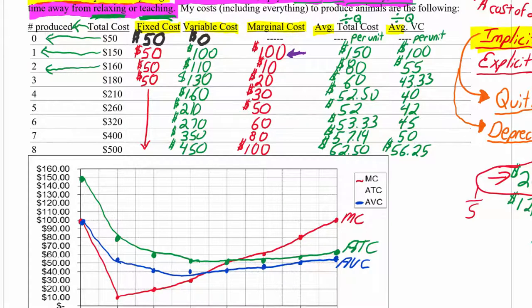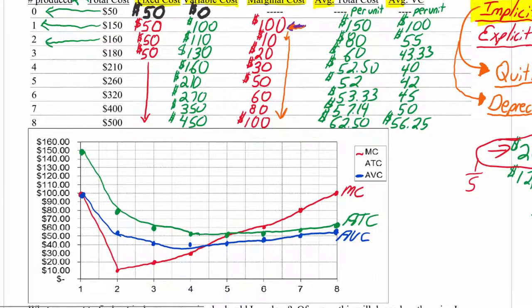Now, the next thing about marginal cost that's important to understand is that in addition to the first one being really expensive and then it drops down really quickly, as we produce more units, we see that the marginal cost starts to get a little higher and a little higher and a little higher. And why might that be? Well, there are a few reasons for this as well. Let's think about a few.